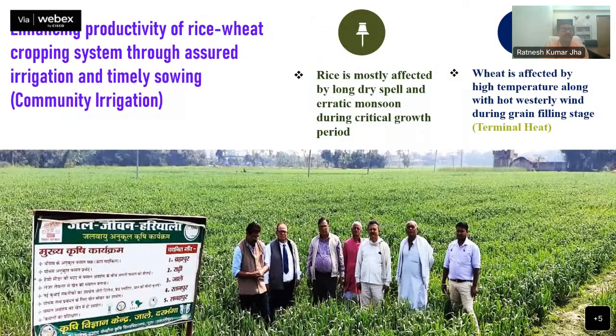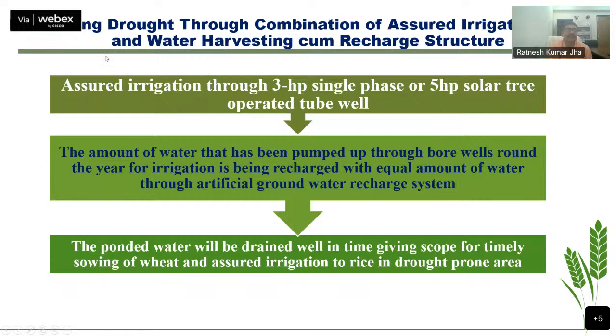Now for this, we have our project, enhancing productivity of rice cropping system through assured irrigation and timely sowing. So there are two components: assured irrigation and timely sowing. Because we are motivating the farmers to go for timely sowing, there must be some irrigation sources. So you have assured three single phase tillage to them, and timely sowing is also very important. Rice is mostly affected by dry spells, and wheat is affected by terminal heat. So we have modulation of drought and heat through a combination of assured irrigation and water harvesting structures.